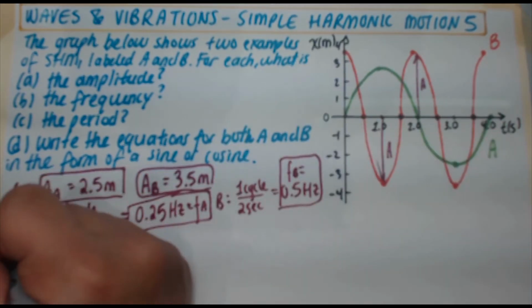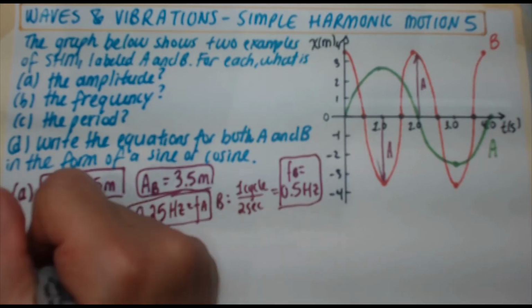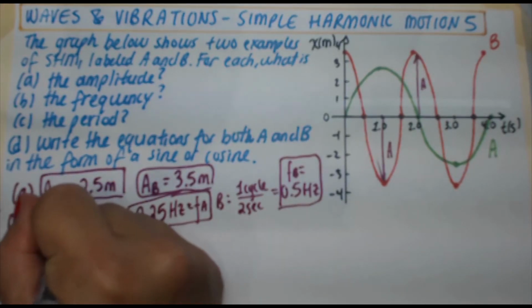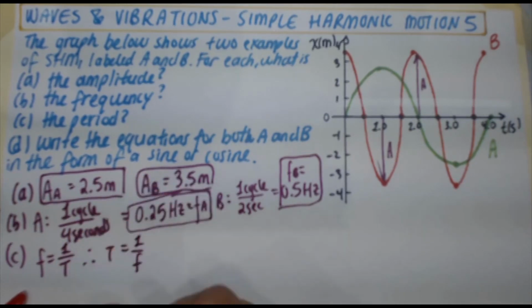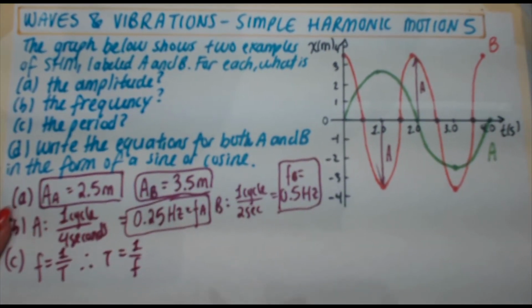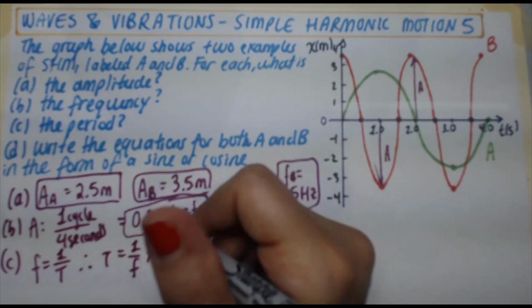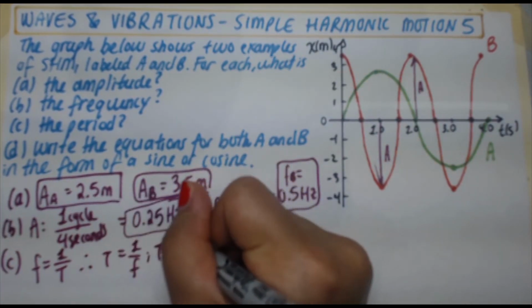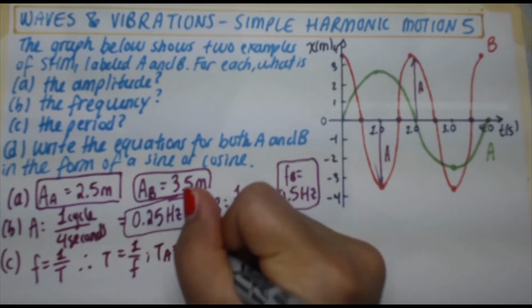Now part C, the period. There are 2 ways you can find the period. First, you ask yourself, how long does a cycle take? How many seconds? And the other is, well, I already found frequency, and I know the relationship f is equal to 1 over T. Therefore, T is equal to 1 over f, right? Because they just switch spaces. So if T is 1 over f, then T_A is equal to 1 over 0.25, which is 1 over 0.25 s to the minus 1.